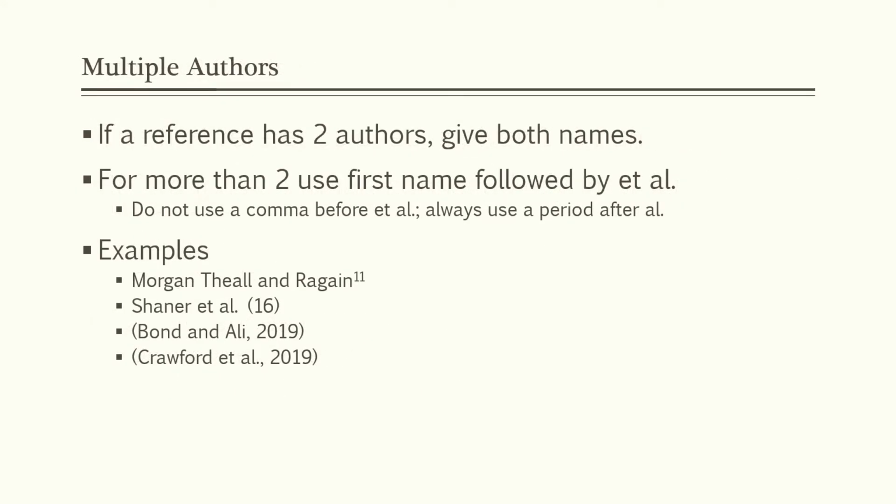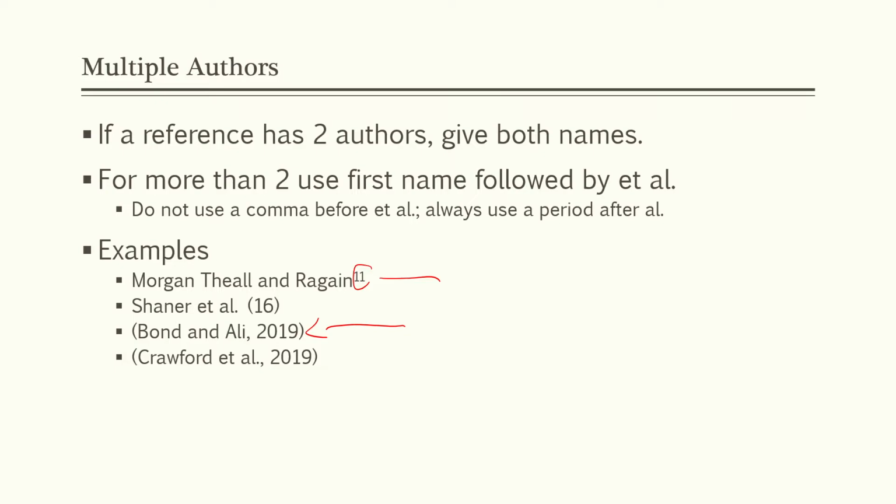If a reference has 2 authors, you have to give both names, and you can use an and. So, for example, I have made a fictitious reference of myself with Dr. Reagan. It would say Morgenthau and Reagan, and then you would have our superscript here for this. Or it might be like Bond and Ali in the name date system, and then it's a comma after the second name.